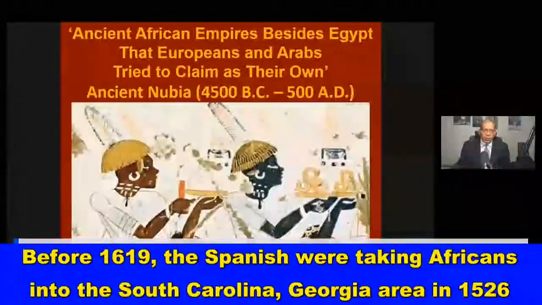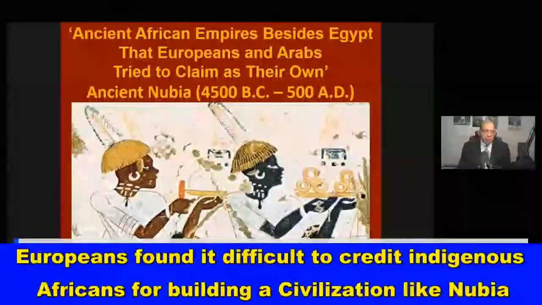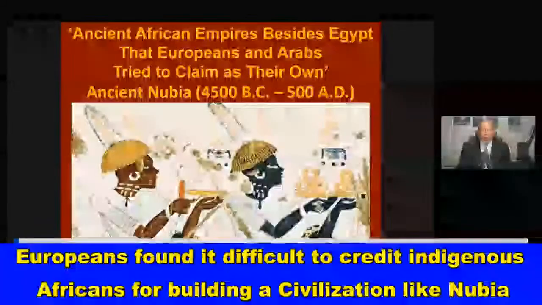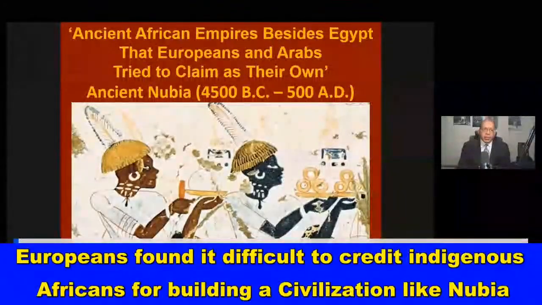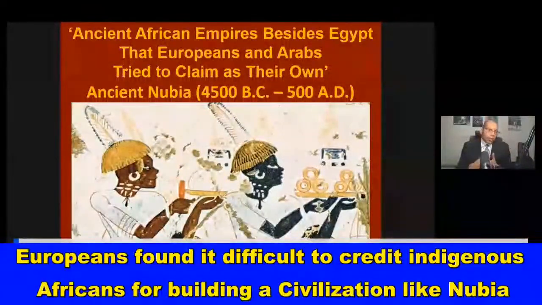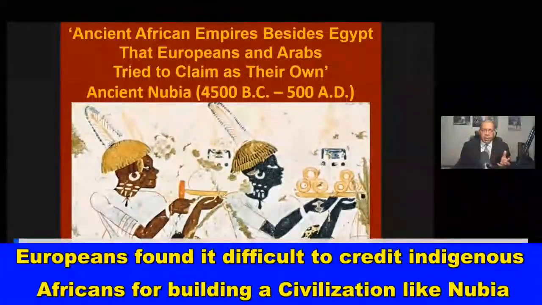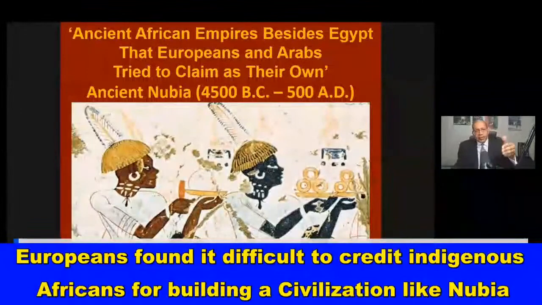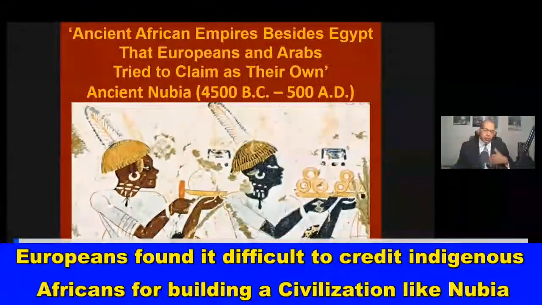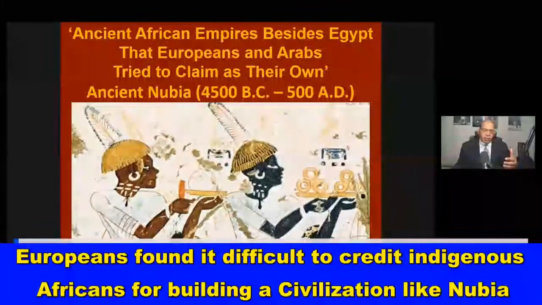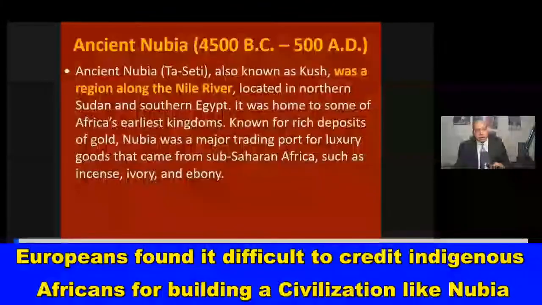Okay, so we look at some ancient African civilizations like ancient Nubia. And we look at African empires besides Egypt that Europeans and Arabs tried to claim as their own. One of them is ancient Nubia, or Ta-Nehisi, which existed from about 4500 BC to 500 AD. And Nubia is the mother of ancient Kemet, or ancient Egypt. Okay, and Abyssinia or Ethiopia is the grandmother. So to understand ancient Kemet, ancient Egypt, you have to understand Nubia and understand Ethiopia.